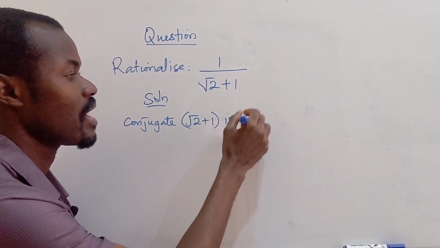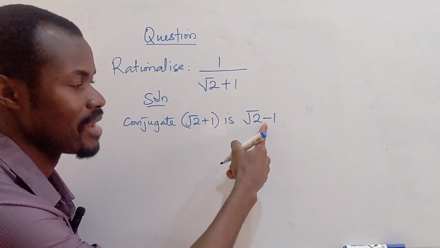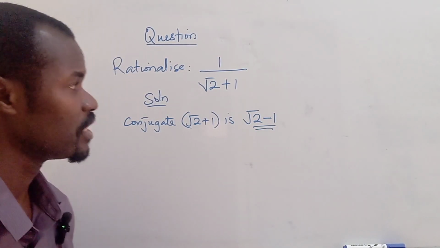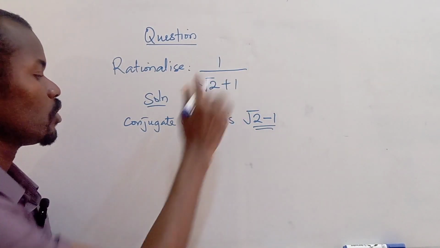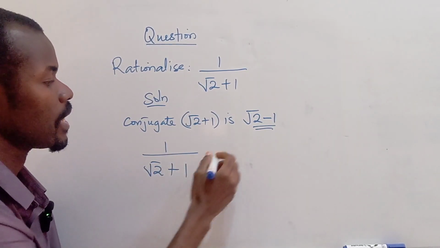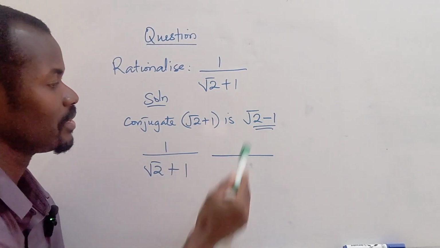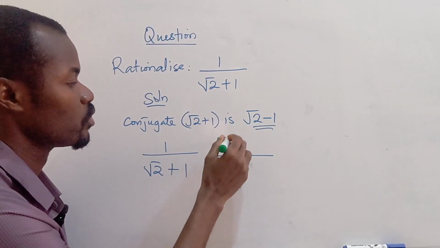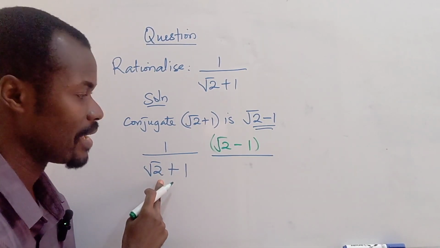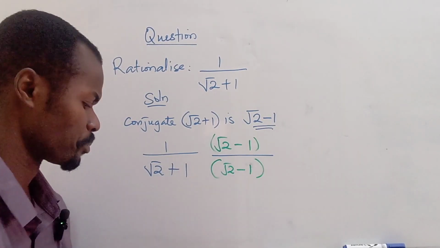So let's write all this. So I have root 2 minus 1. So plus becomes minus. This is the conjugate. Now, our next step in rationalization is you want to write this down, and you want to multiply the numerator by this conjugate. So we have root 2 minus 1 here. And you also want to multiply the denominator by also root 2 minus 1.